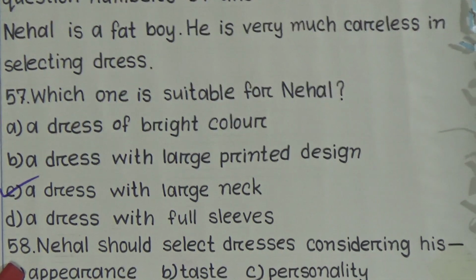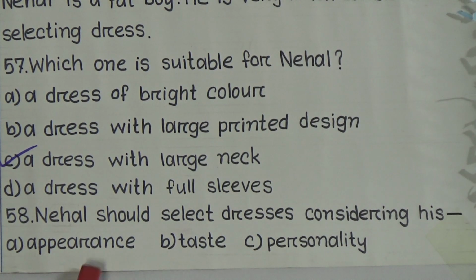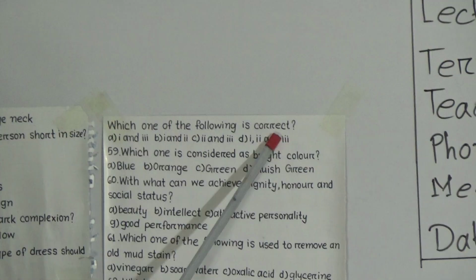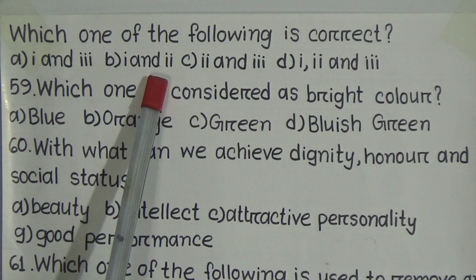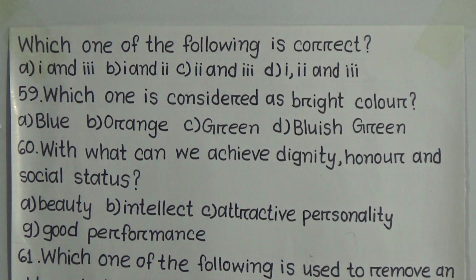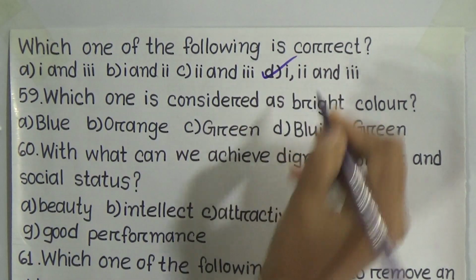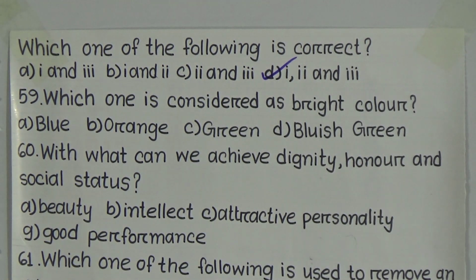Question number 58. Nehal should select dresses considering his appearance, taste, personality. Which one of the following is correct? Options are 1 and 3, 1 and 2, 2 and 3, 1, 2 and 3. So, here the correct answer is option D. That means all are correct. Appearance, taste and personality, all have to be considered for Nehal while selecting dress.